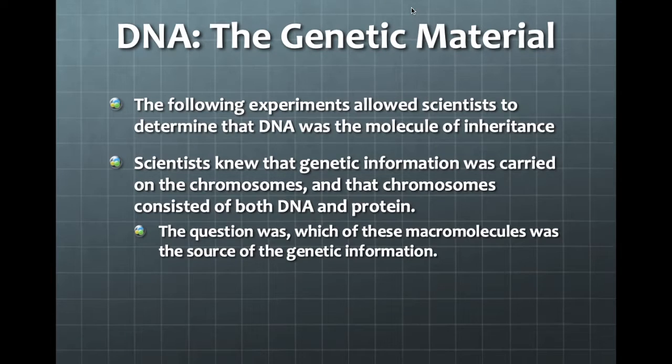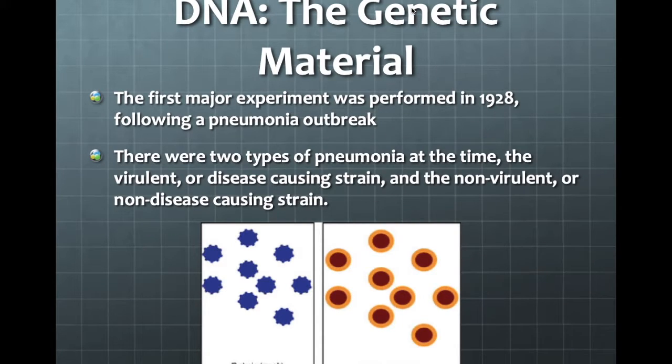We knew that genetic material was carried on chromosomes, and that chromosomes consisted of both DNA and proteins. But we didn't know which of the two, proteins or DNA, passed genetic material to the offspring. So the first major experiment was performed in 1928 following the pneumonia outbreak. As you can see, especially this year, outbreaks cause a lot of scientific exploration in order to solve or remedy the outbreak.